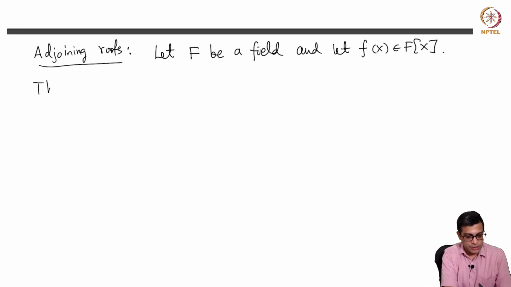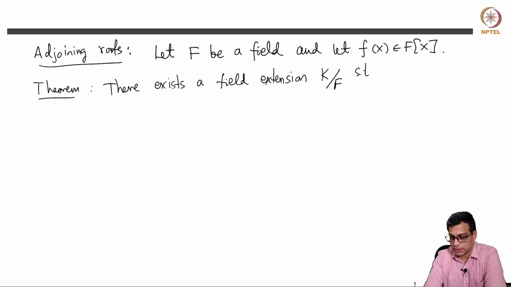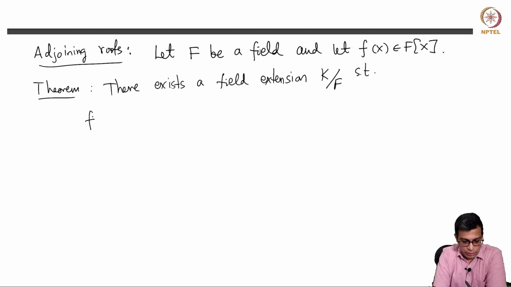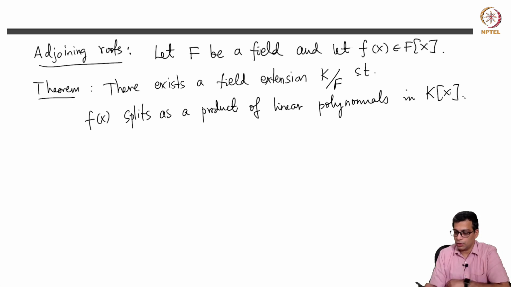Okay, so the theorem is: there exists a field extension K over F, K of F, such that f splits as a product of linear polynomials in K[x]. Okay, that's all.